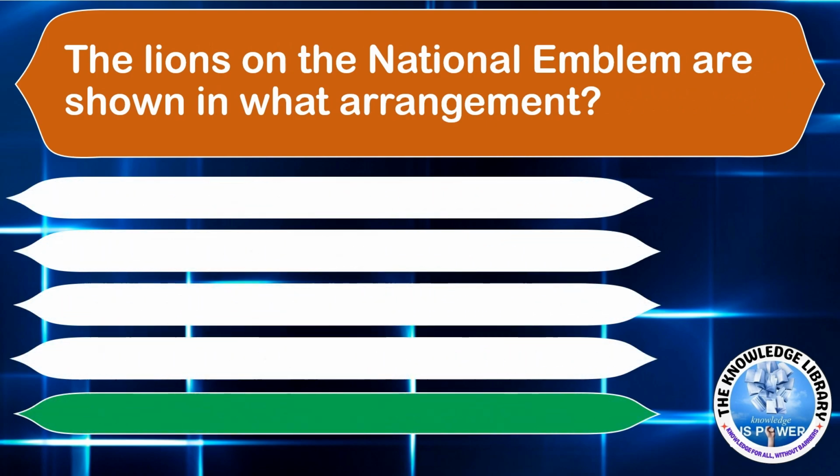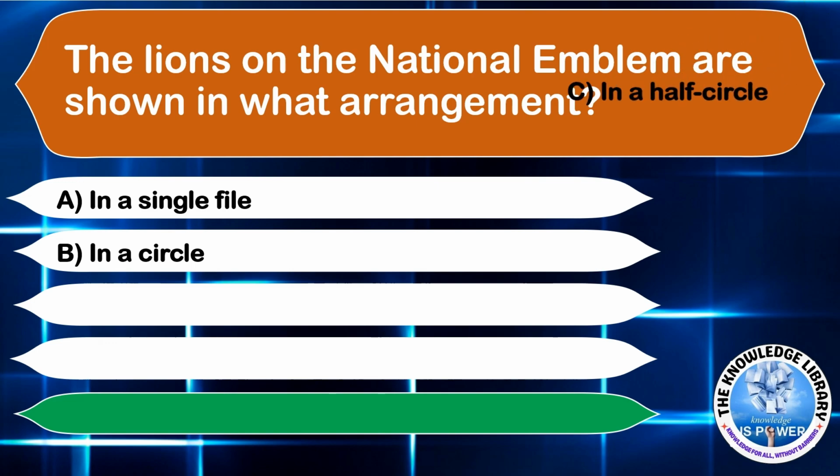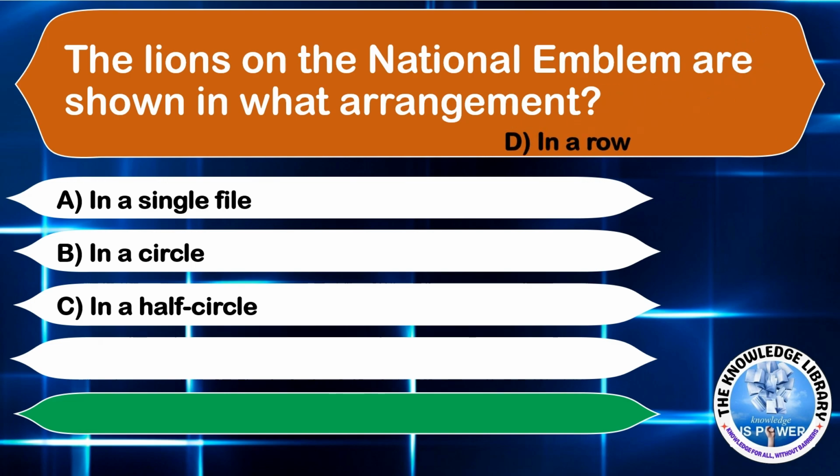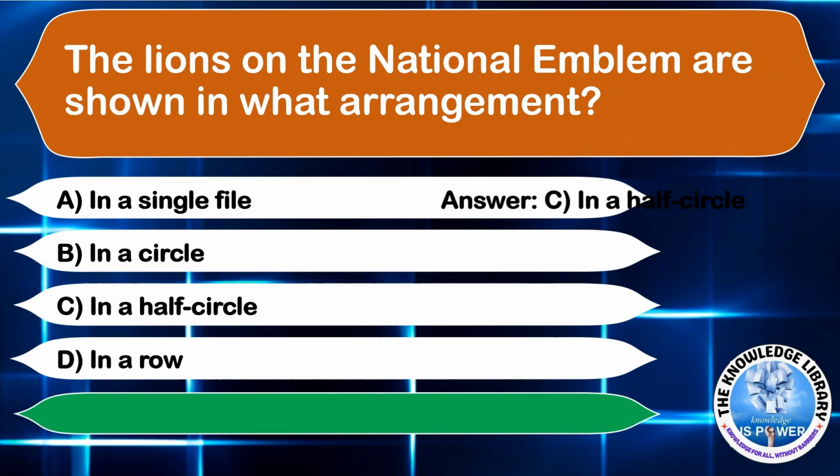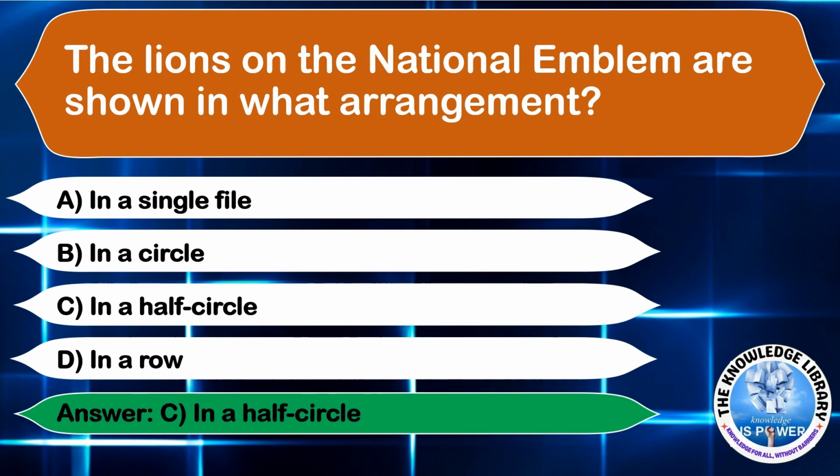The lions on the national emblem are shown in what arrangement? Option A, in a single file. Option B, in a circle. Option C, in a half circle. Option D, in a row. The correct answer is option C, in a half circle. Move on to the next question.